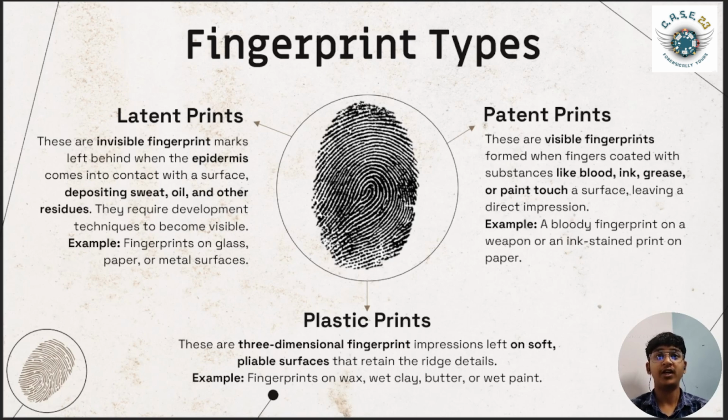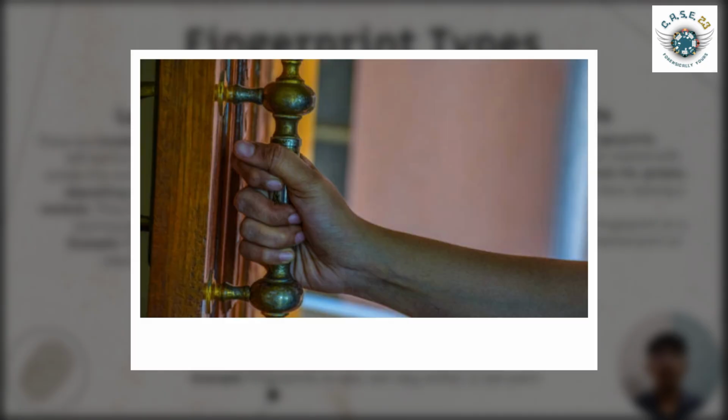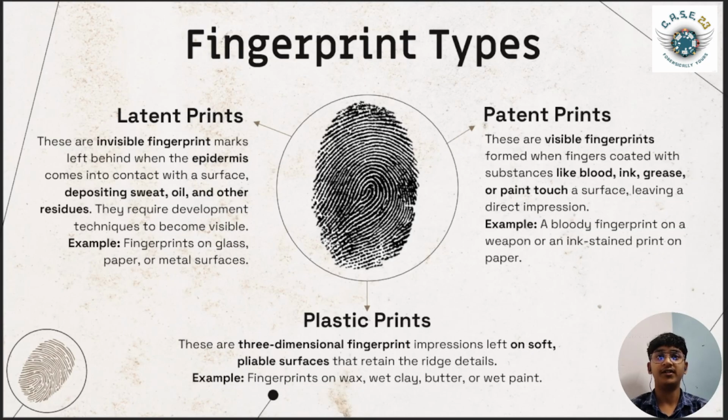First will be the latent prints. They are the hidden ones. You can't see them with your naked eyes because they are just sweat and oil left behind on a surface. But don't worry, special techniques like dusting or UV light can make them visible. Here the example would be the fingerprints on your phone screen or a doorknob. Yep, they are latent prints.